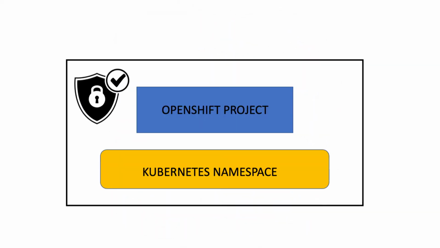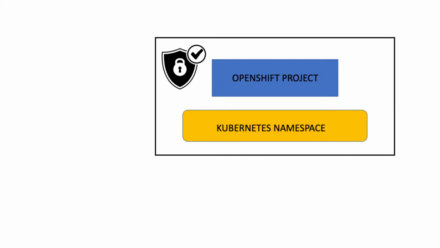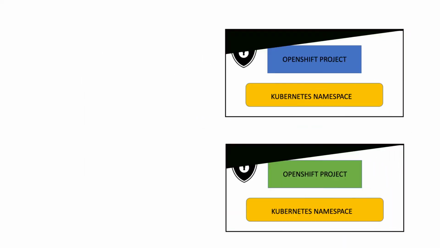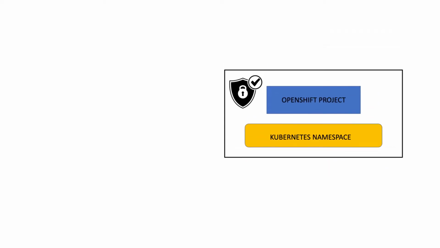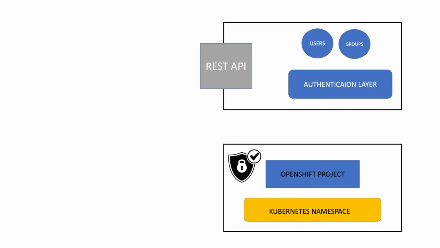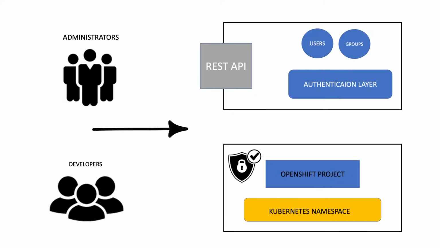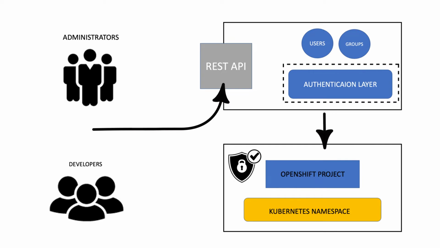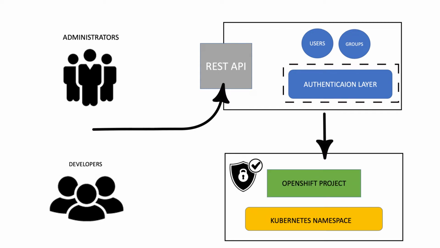OpenShift uses projects, which act as a boundary to resources. Consider a project to be like an enhanced Kubernetes namespace. All resources can be grouped in a project, and then this acts as an isolation boundary. The different users and groups can be granted different roles for each project. A cluster administrator may have access to all of the projects, while a developer may only have access to one project.